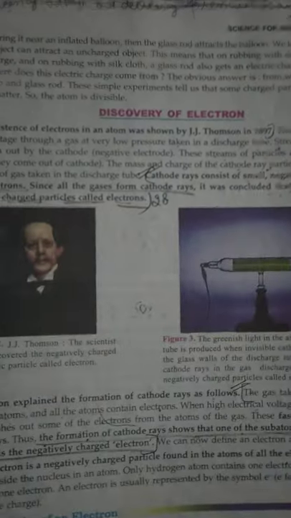Now the question arises, where does this electric charge come from? The obvious answer is from within the atoms present in the comb and the glass rod. This simple experiment tells us that some charged particles are present in the atom of matter, so the atom is divisible.